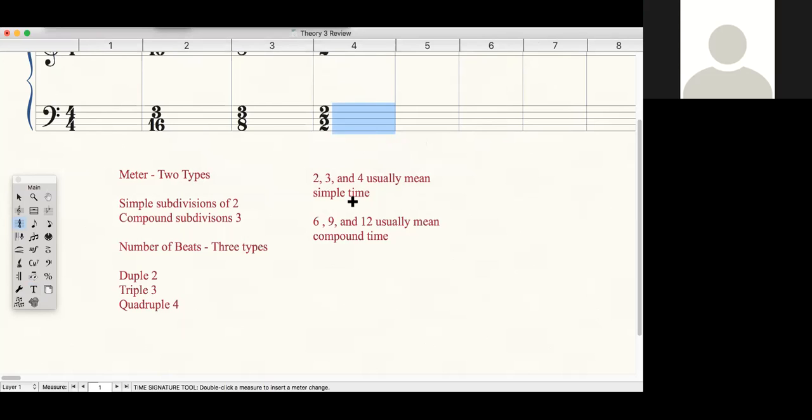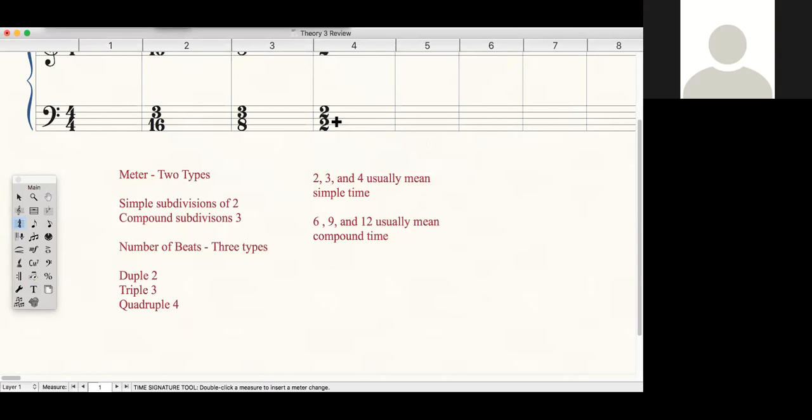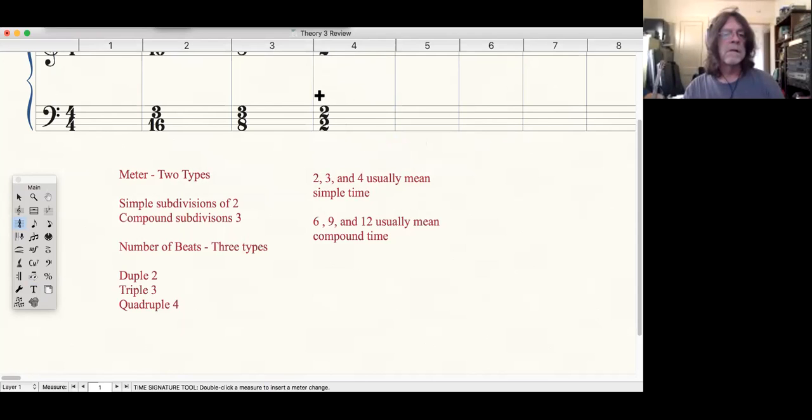Because it's got a 2, it's going to be simple time, right? So there's 2, and what gets the beat? The half note. If the half note gets the beat, that means there's kind of like 4 quarter notes in it, right? Because the quarter note is the subdivision of the beat.